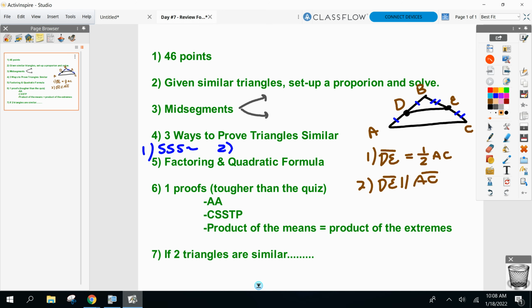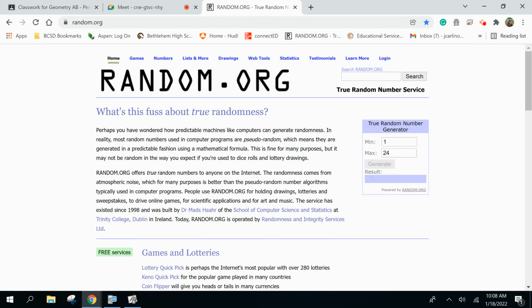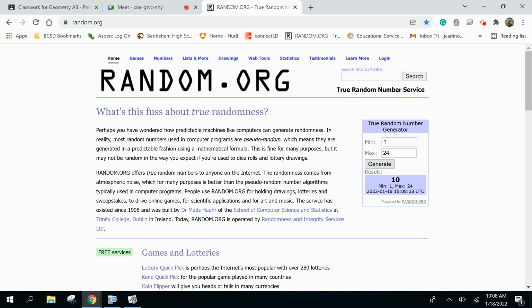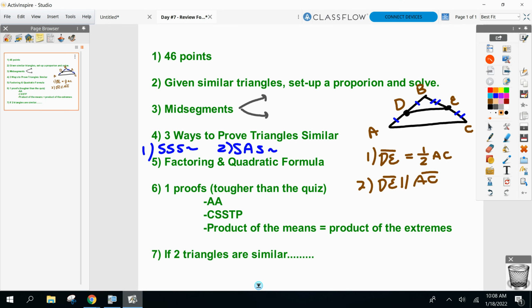Side, angle, side. Same thing. Sides are in the same ratio, and the angle in between is congruent. And then the main way, especially if we're doing a proof tomorrow, which we will: angle, angle.